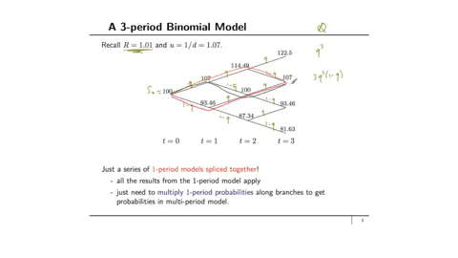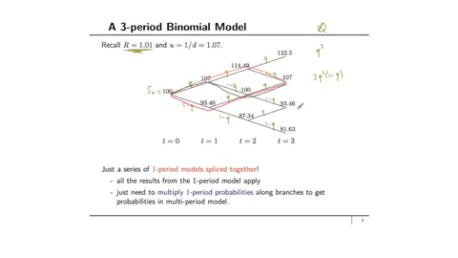end up at 107. Each of those paths requires 2 up moves, which occurs with probability Q squared, and 1 down move, which occurs with probability 1 minus Q. So we get Q squared times 1 minus Q, and there are 3 such paths, so we get 3Q squared 1 minus Q. Okay, it's the same for 93.46.